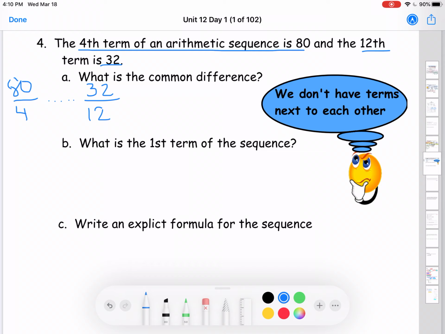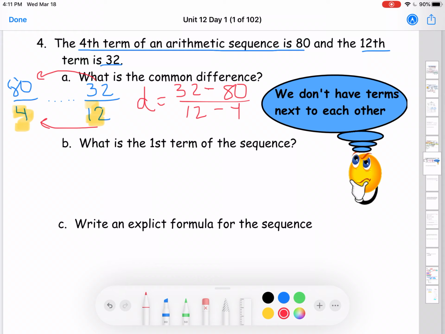Well, I can't use second minus first because we don't have the second and the first. We have the 12th and the 4th. But we do have a nice little formula to use, and you should notice something special about it. Here's how we do it. So you're still going to subtract going backwards. Very important you're going backwards. And very important that you subtract the numbers in the sequence. So 32 minus 80 divided by 12 minus 4.